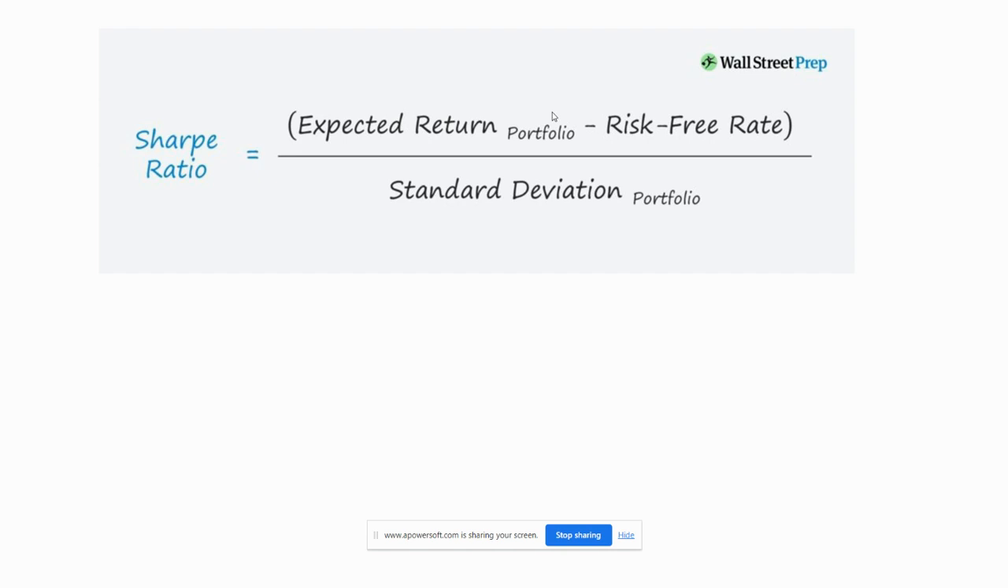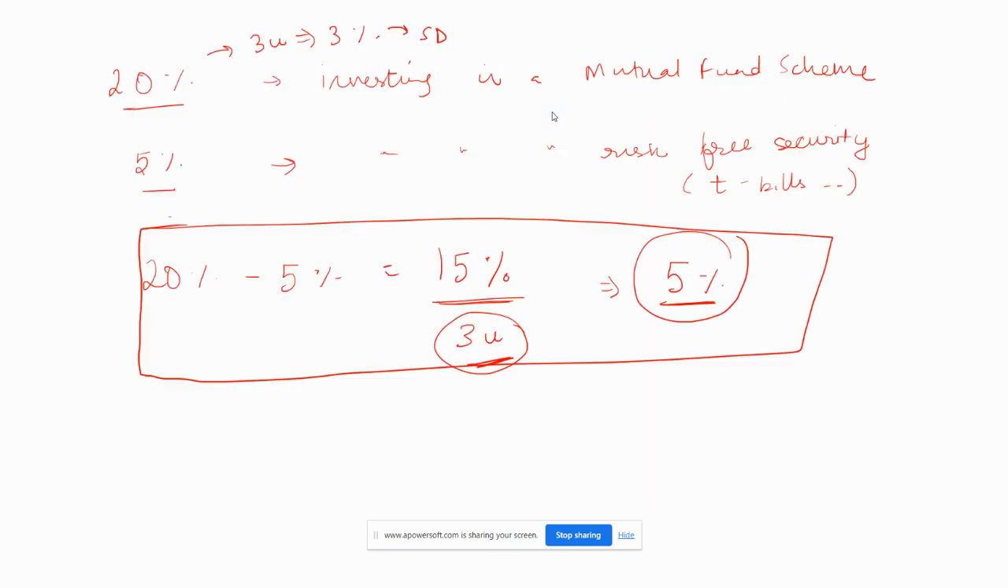So what we are doing is that from the total returns that we generate, we subtract the risk-free returns. So what we get is the extra returns that we generate if we invest in a scheme. And if I divide that extra return by the total risk that I have taken, I get per unit risk how much return I've generated.